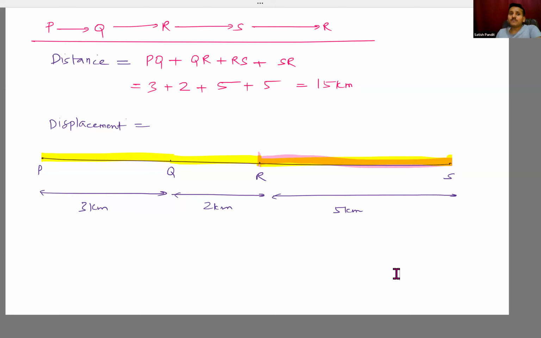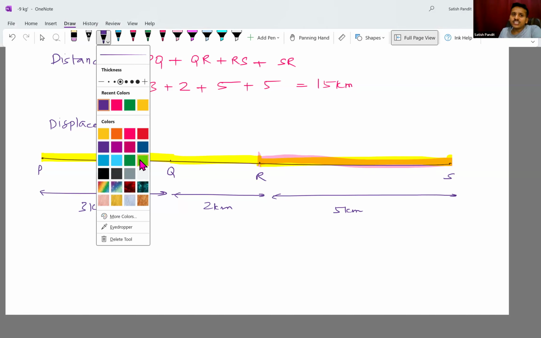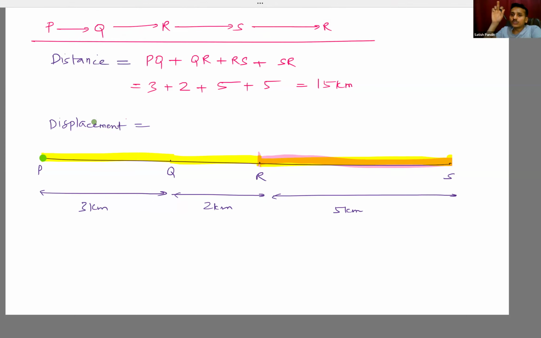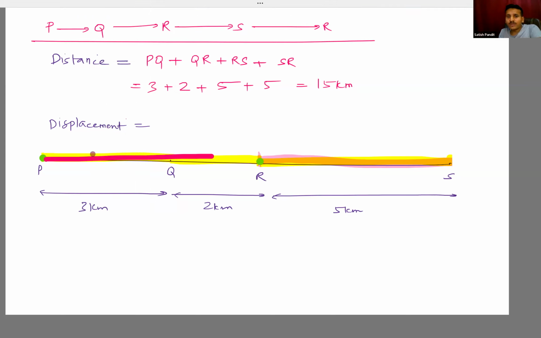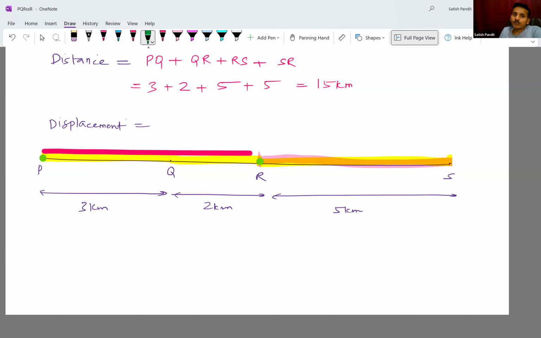So displacement is the shortest distance between the initial point and the final point. See, initially, I'm at P. I'm going to Q, going to R, going to S, coming back to R. So finally, I'm at R only, right? Initially, I'm at P and finally, I'm at R. So shortest distance between P and R is a straight line between P and R, and that is 3 plus 2, 5 kilometers. Lokajit, yes, you are right. Displacement here is 5 kilometers.